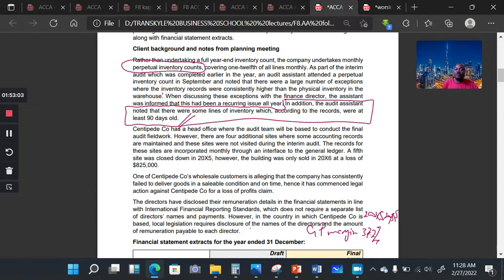Are we together? We need to write this point as clearly as possible so that the examiner is going to award you the 1 mark. Otherwise, if we do not make it clear, we are not going to earn anything. We are going to get a 0. Simply saying that the audit assistant has seen items of inventory which are 90 days old, don't expect any mark out of that. There is no mark, but you have to relate it to a particular ratio. So let's talk about it.